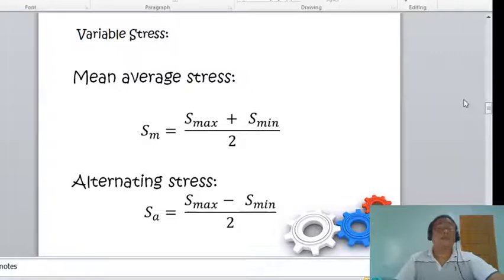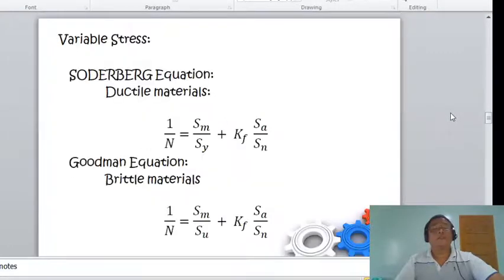So for variable stress, we are going to determine, of course, the average stress or the mean stress. Average, of course, is the summation divided by the number. Let us consider this. The mean stress equals the maximum stress plus the minimum stress over 2. For alternating, just subtract the maximum and the minimum and then divide it by 2. So you can easily determine the alternating stress applied to the materials.